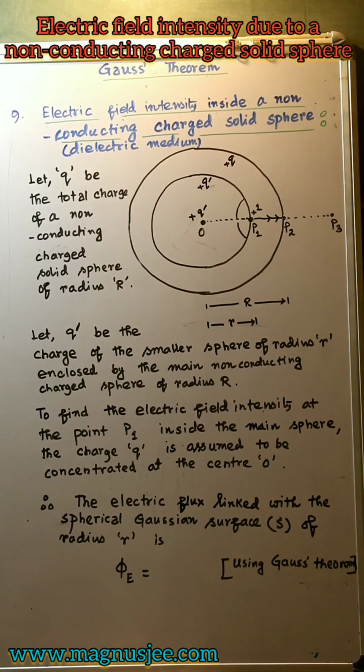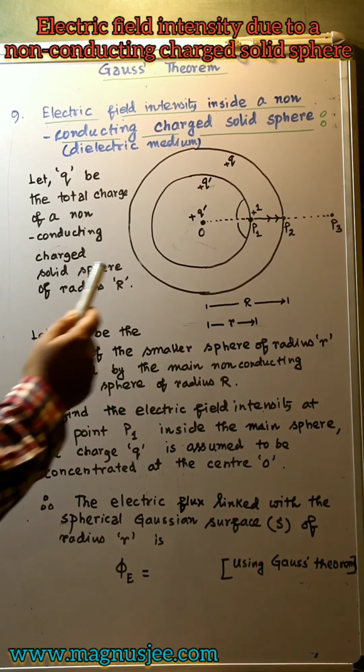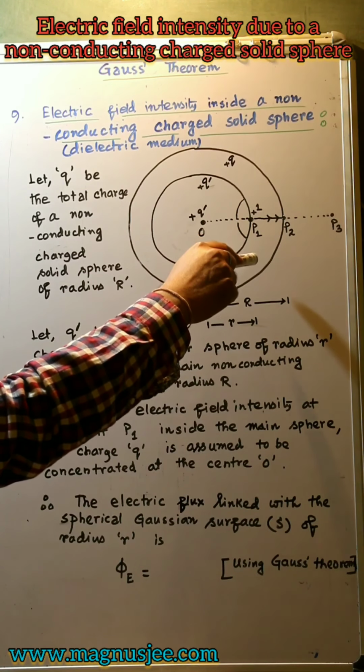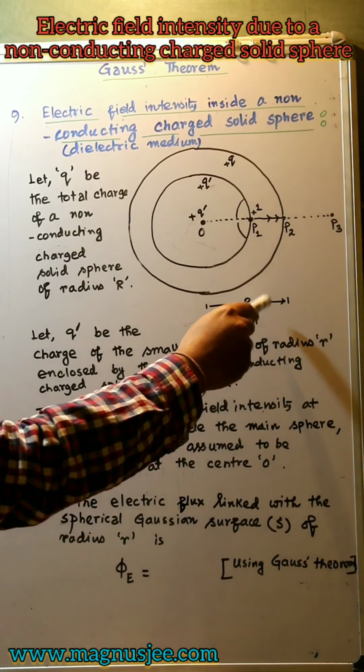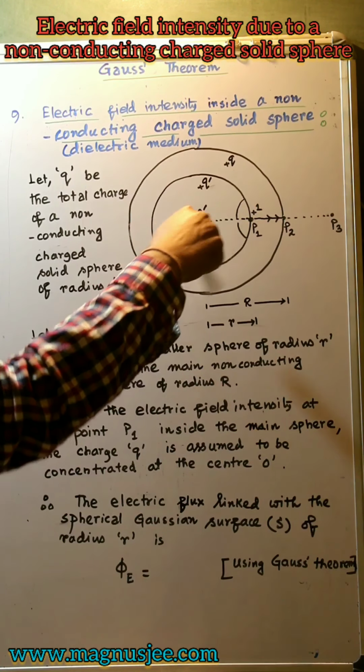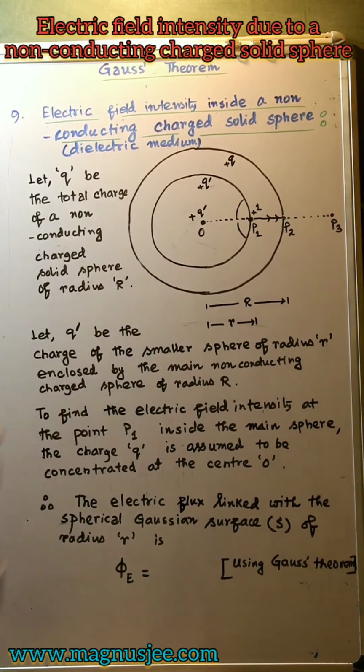Electric field intensity inside a non-conducting charged solid sphere, and we have to assume that this solid sphere is made of a dielectric medium. So this is a charged non-conducting solid sphere having a radius capital R, and it is charged with a charge Q. Q is the total charge of the solid sphere.